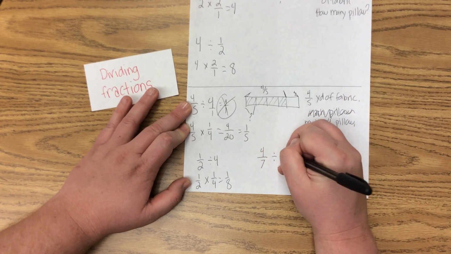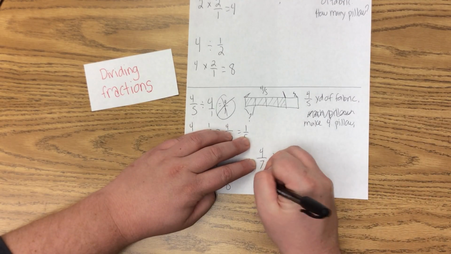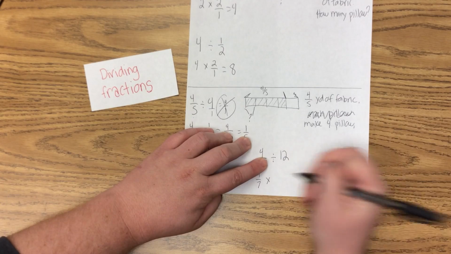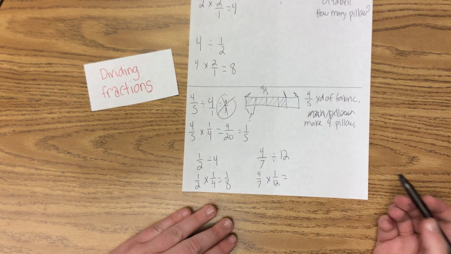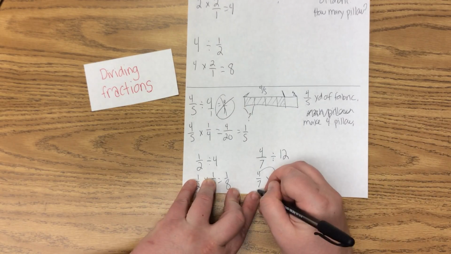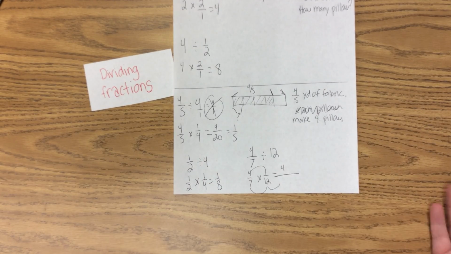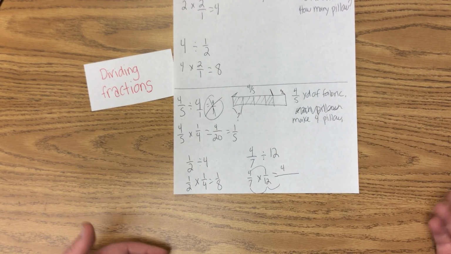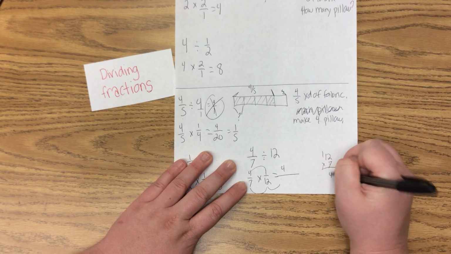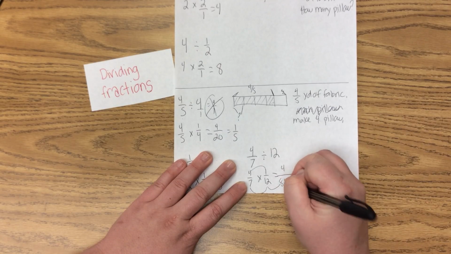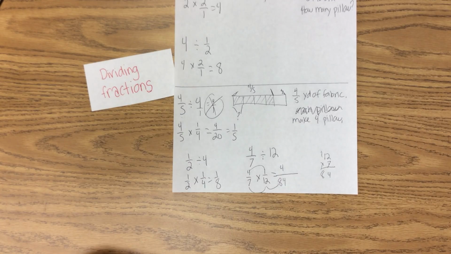If it was 4/7 divided by 12, same thing. Keep, change, flip. Keep the 4/7, change the division to multiplication. The reciprocal of 12 is 1/12, so I just multiply straight across. 4 times 1 is 4. 7 times 12, you might have to do off to the side a little bit. It's going to be 84, which then you can simplify because 4 might go into 84. I know 2 does because they're both even.